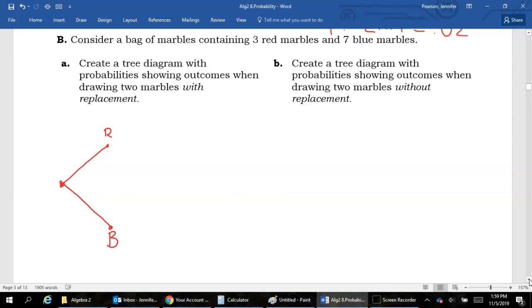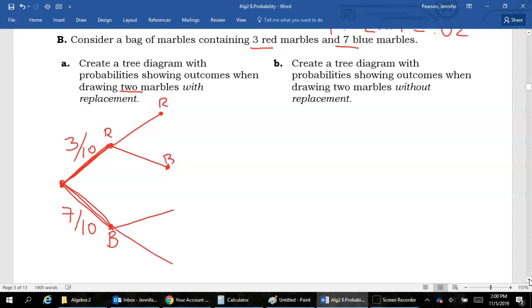And right now, the chance of getting a red marble would be 3 out of 10, because there are 10 altogether if I add the 3 and the 7. So the chance of getting a blue would be 7 out of 10, 7 blues out of the 10 altogether. Now this says I'm drawing 2 marbles, so this representation shows that I drew 1 marble, either a red or a blue. So I'm going to need a second level to show the second selection. The second time I can either get a red or a blue again.